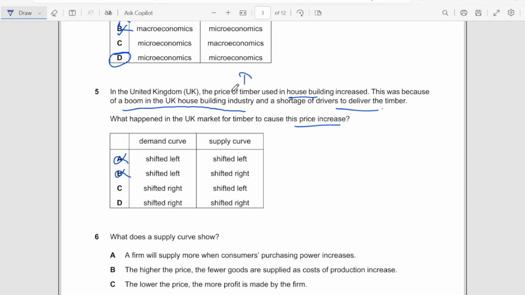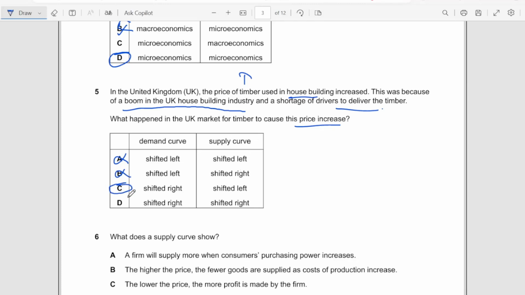as you've been reading here. And the second factor that led to an increase in the price of timber is a shortage of drivers to deliver the timber, because that's going to make it more expensive to supply timber, and is going to cause your supply curve to shift towards the left, which again causes the price to rise.